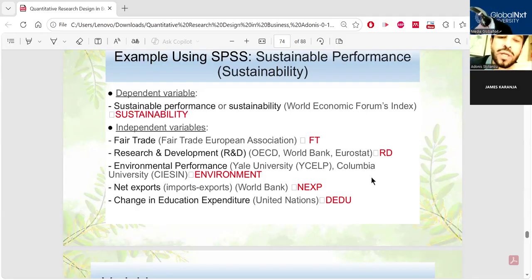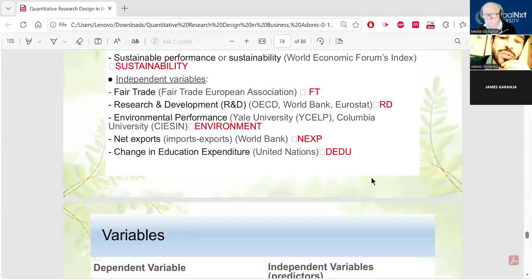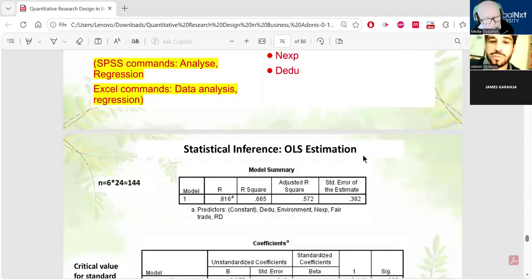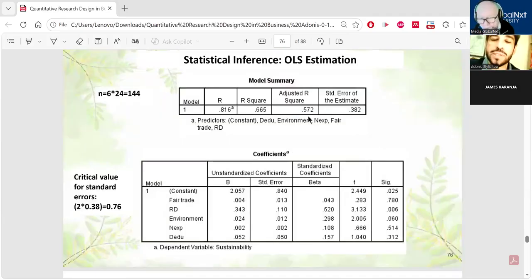So we consider the 5 explanatory variables, and here I have how the variables are symbolized, basically, and the commands for SPSS and Excel. You can use Stata or other packages, it doesn't make a difference. The output appears here. As you can see from the statistical significance, we only have 2 variables that are statistically significant.